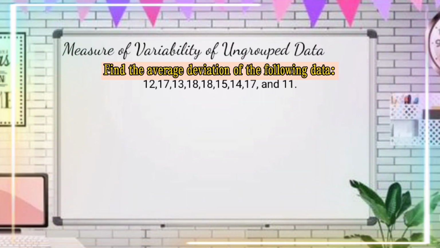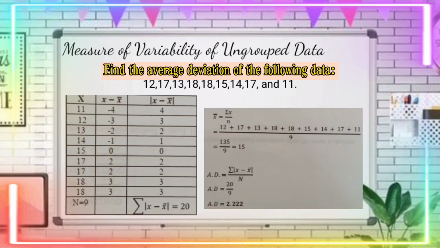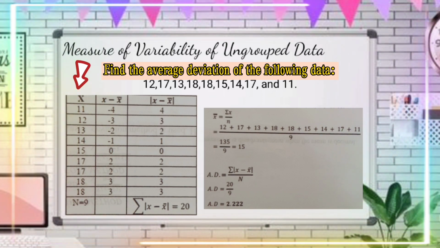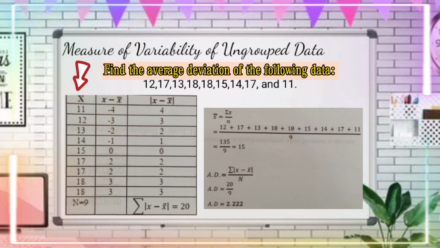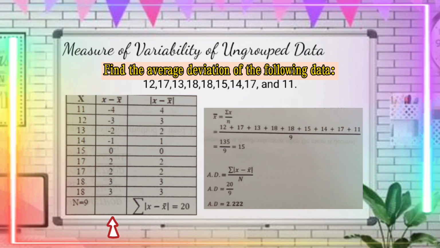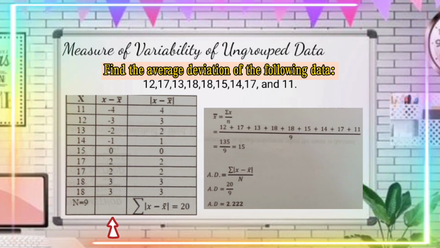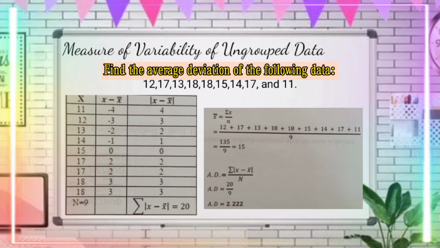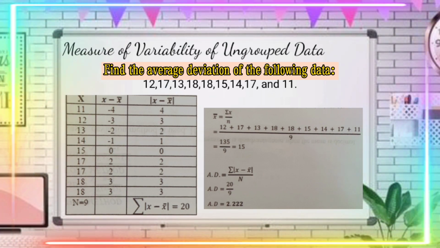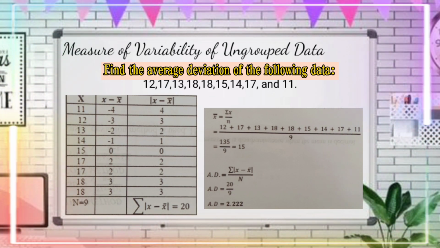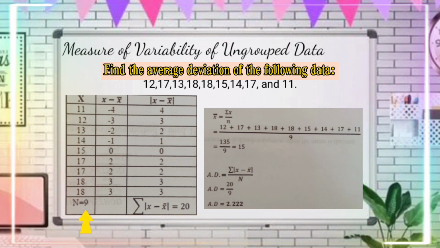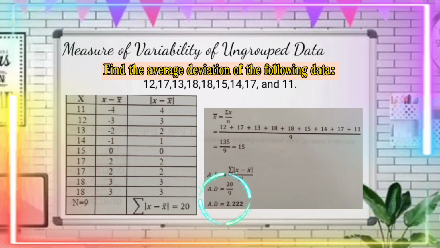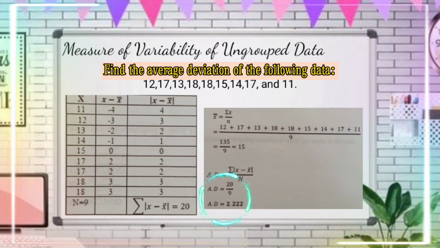For example, find the average deviation of the following data. You can see in the first column of our table, we arranged the data in ascending order. In the second column, we get the difference between the scores and the mean. And in the third column, we get the absolute difference. Now to solve for the average deviation, we divide the sum of the absolute differences by 9. So our average deviation is equal to 2.222.